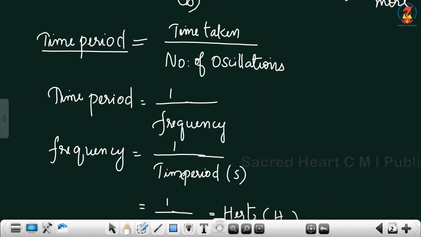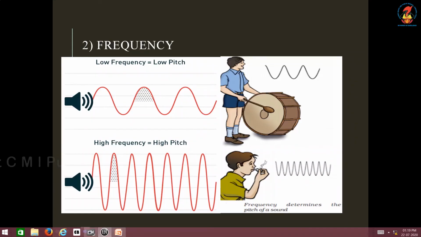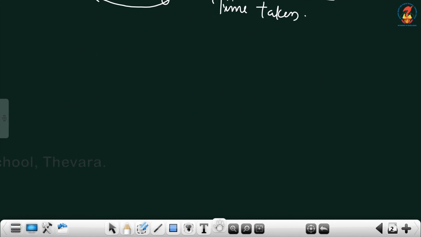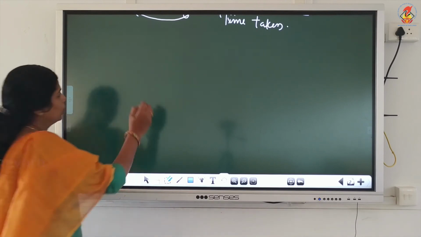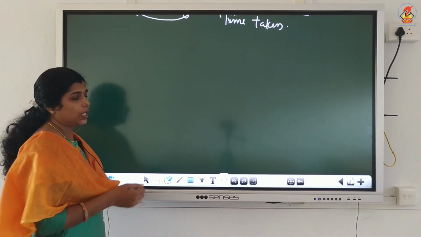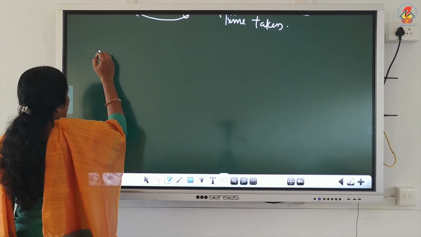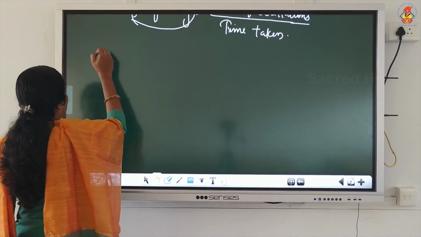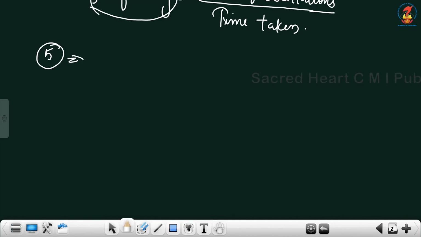page number 5 and 6. A simple pendulum oscillates 40 times in 4 seconds. Find the time period and frequency. An object oscillates 40 times in 4 seconds. So, you have to find the frequency and the time period. So, textbook exercise, question number 5.